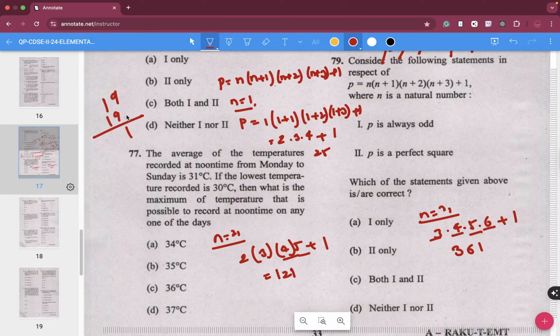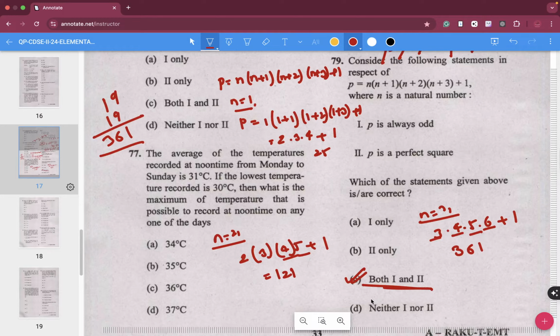Yeah, it seems like a square number, 19 squared, right? Okay, so over here we'll go ahead with option C, both 1 and 2, okay?